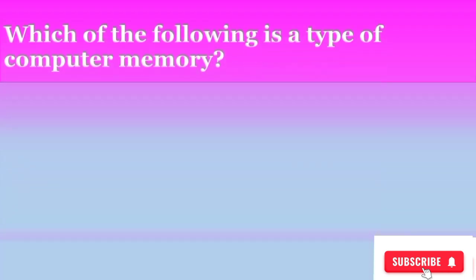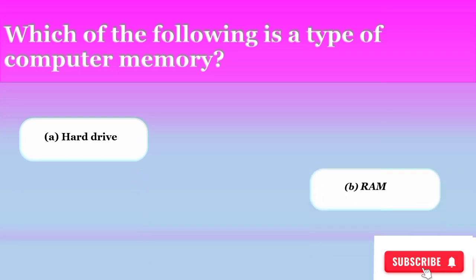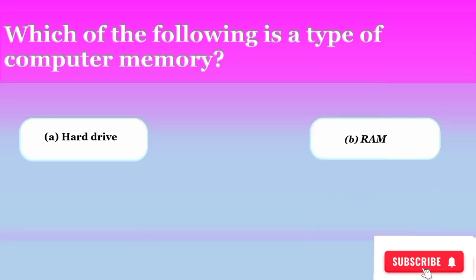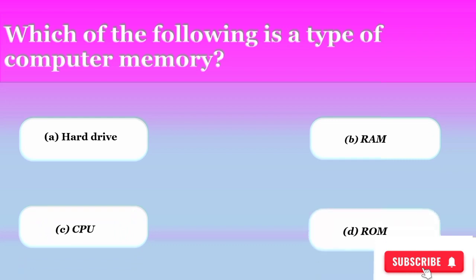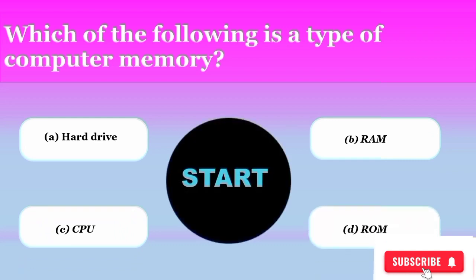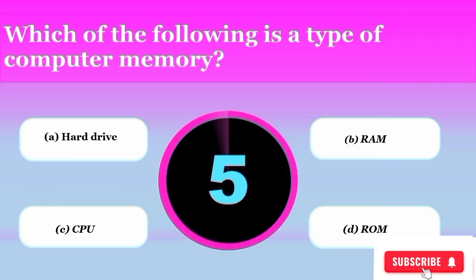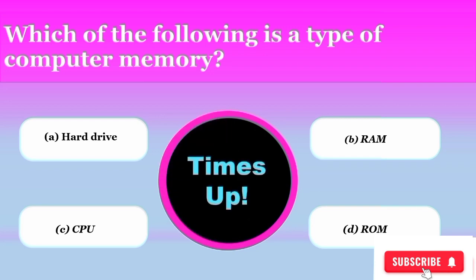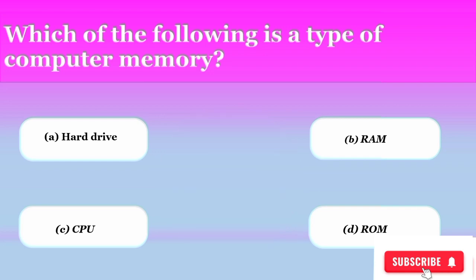Which of the following is a type of computer memory? A. Hard drive. B. RAM. C. CPU. D. ROM. The correct option is option B, RAM.